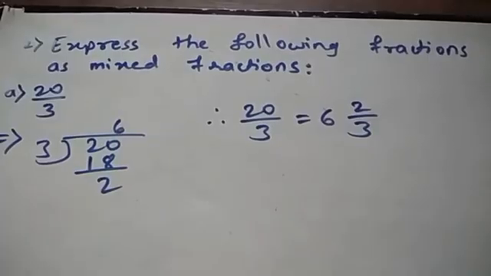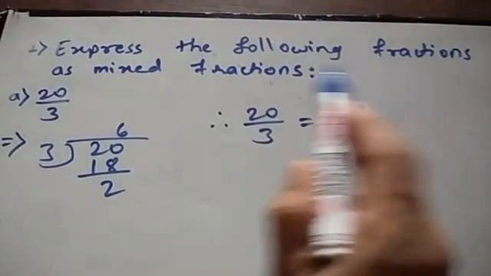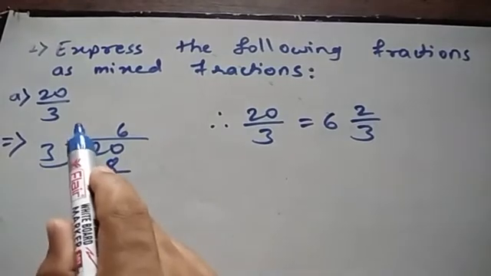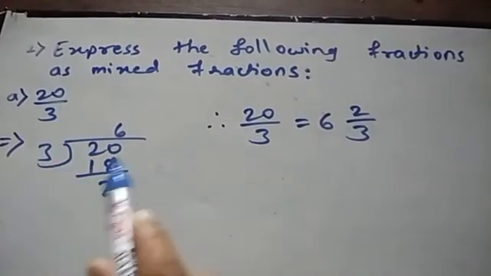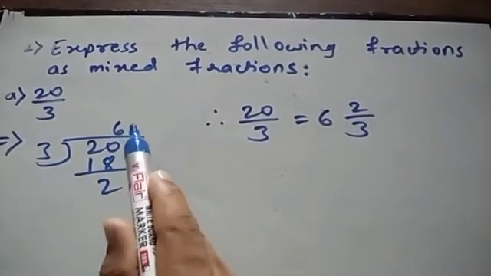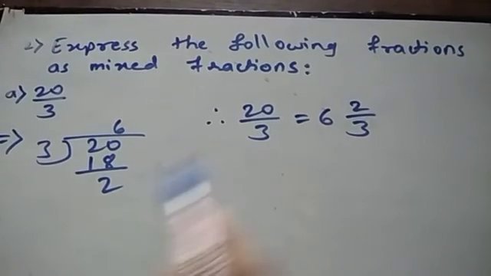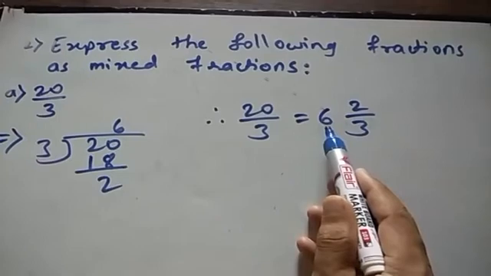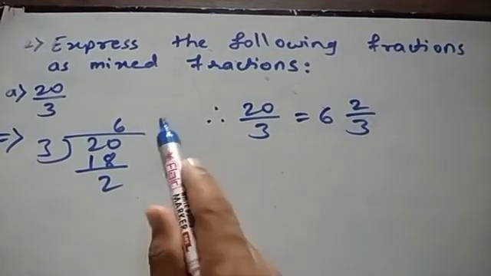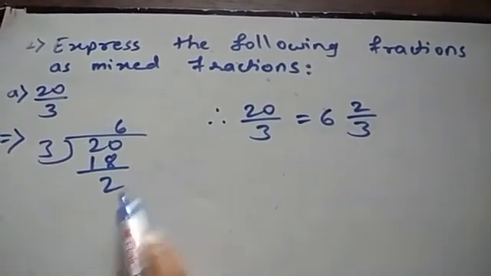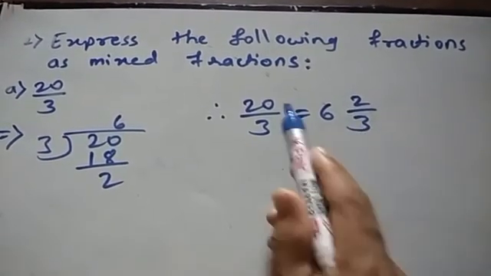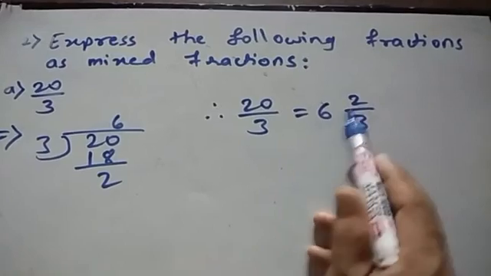Let's solve one more question. Express the following fractions as mixed fractions. One example, see 20 upon 3. Here 20 divided by 3. So after dividing 20 by 3 we get quotient 6 and remainder 2. Therefore 20 upon 3 is equal to 6 and 2 upon 3. Here 6 is the quotient and 2 is the remainder and the denominator as it is. So 20 upon 3 we can write as 6 and 2 upon 3.